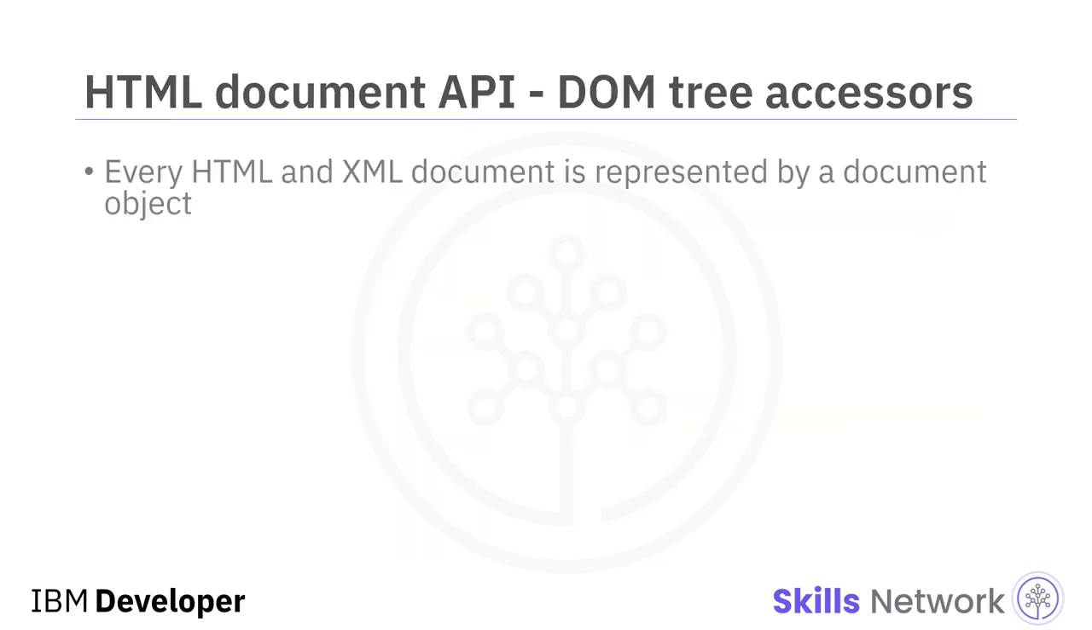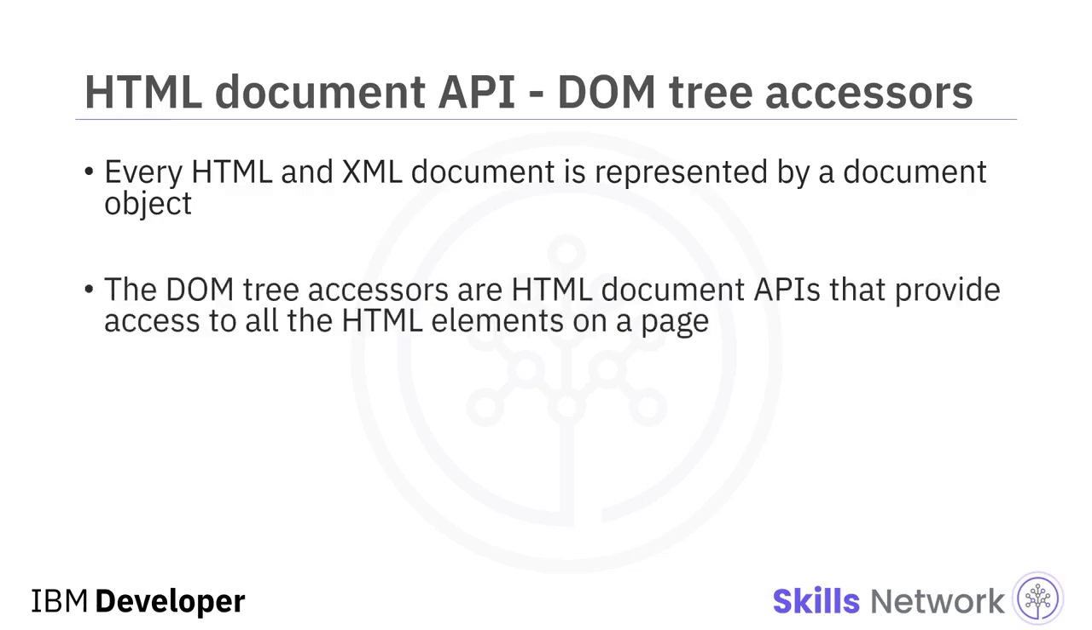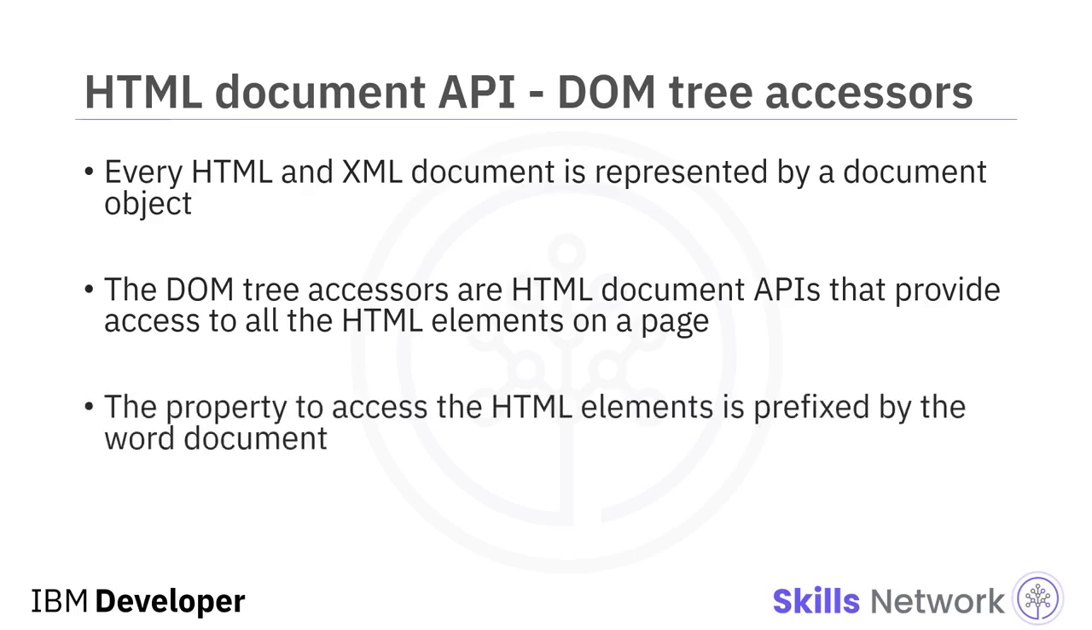Each HTML document that is loaded into a browser page becomes a document object. The document object provides access to all HTML elements in a page and can be accessed from within a script. The DOM tree accessors are HTML document APIs that provide access to all the HTML elements on a page. The property to access is prefixed by the word document.